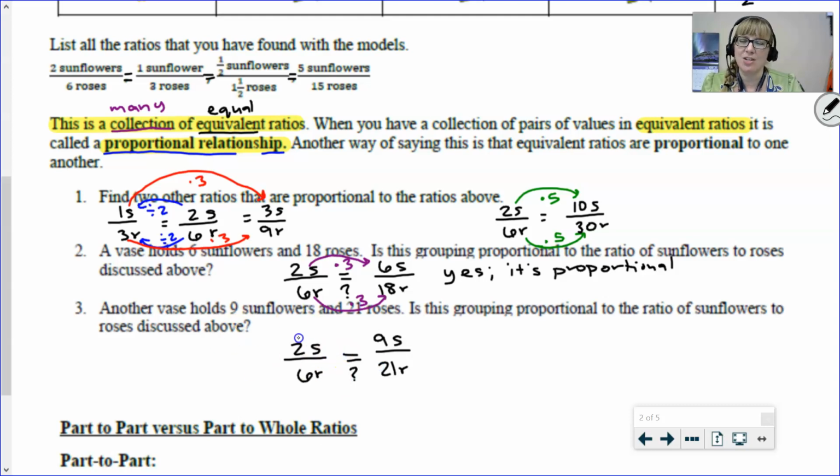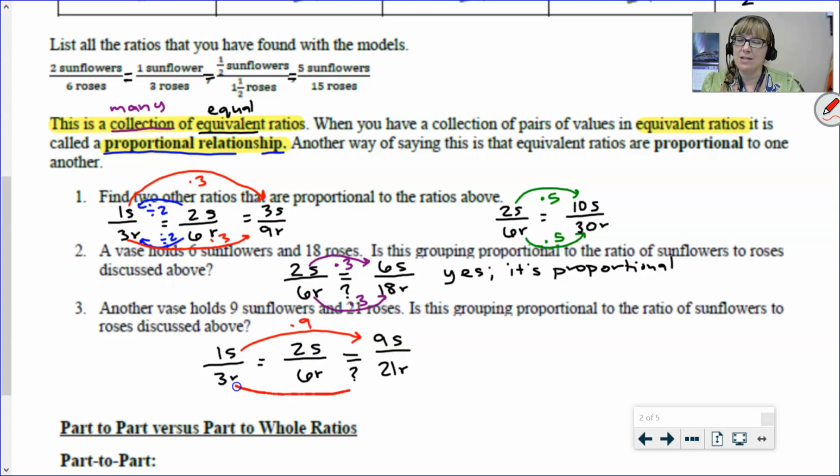Again, this one is challenging. Do you know how to turn a 2 into a 9 through multiplication? Probably not very easily. You might, but it's not quite as simple. So let's go back to our simplified version of that ratio again. Let's simplify this to 1 sunflower and 3 roses. We may not know how a 2 multiplies to become a 9, but it's a lot easier to find out how a 1 multiplies to become a 9. 1 times 9 is 9.